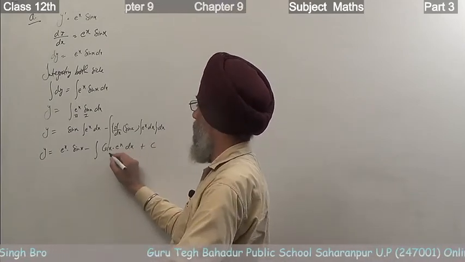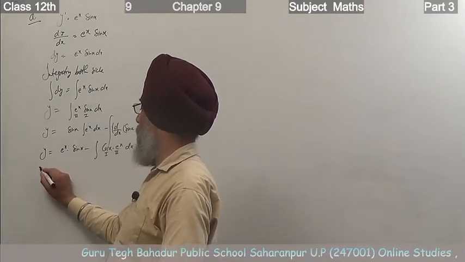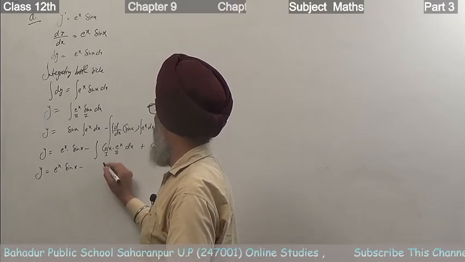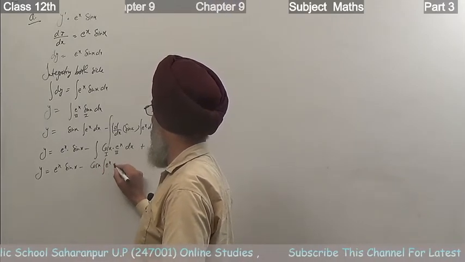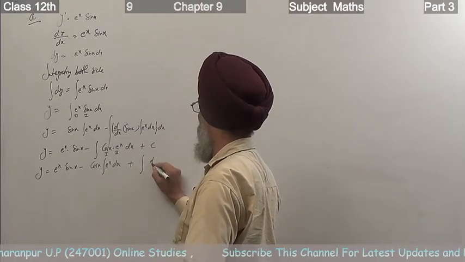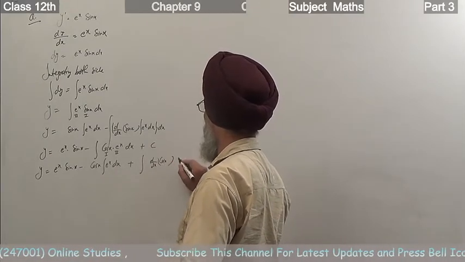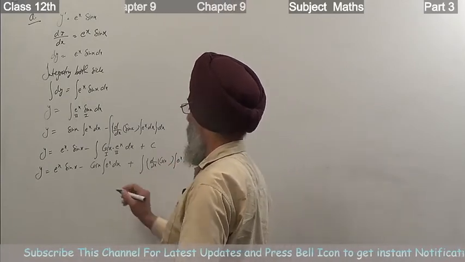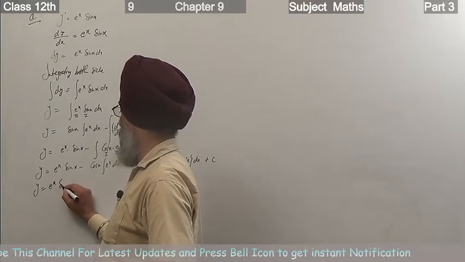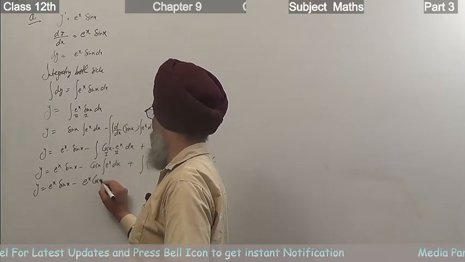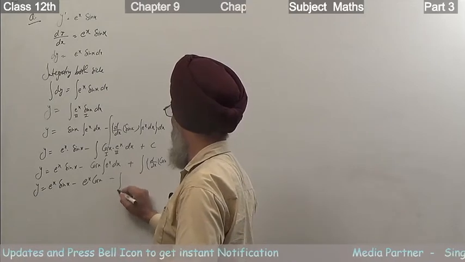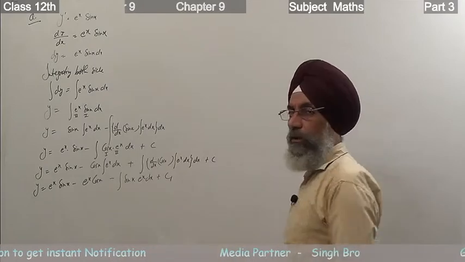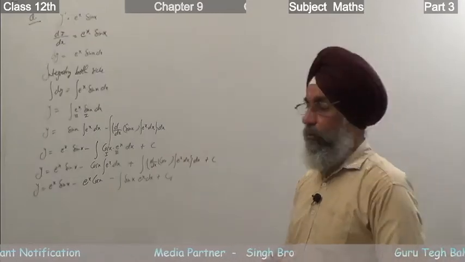Again integrating by parts, taking cos x as first and e to the power x as second, y is equal to e to the power x sin x minus, cos x e to the power x minus the integral of the differentiation of cos x times the integration of e to the power x. So it becomes y is equal to e to the power x sin x minus e to the power x cos x, then minus the integral of sin x e to the power x dx, call it c1 with the new constant. If you add any constant with c, it becomes the new constant c1.